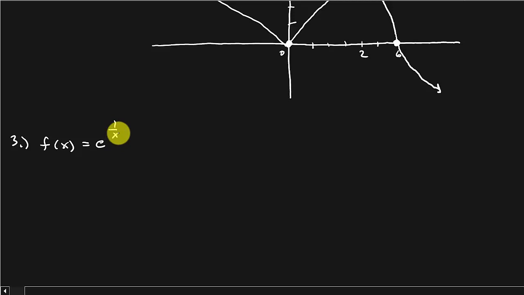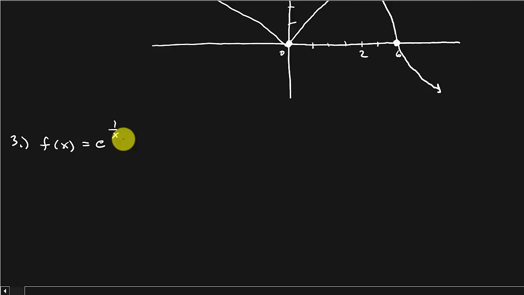All right, so let's see what we've got here. We need to find increasing, decreasing, concave up, concave down, inflection points, local max, local min. But with this one, notice what we have here. We have 1 over x in the exponent. This function's undefined at x equals 0.